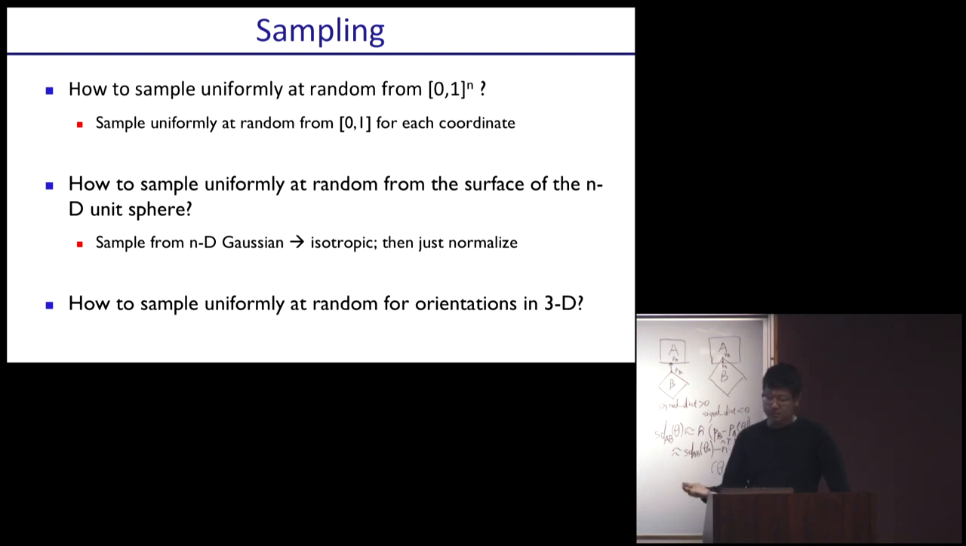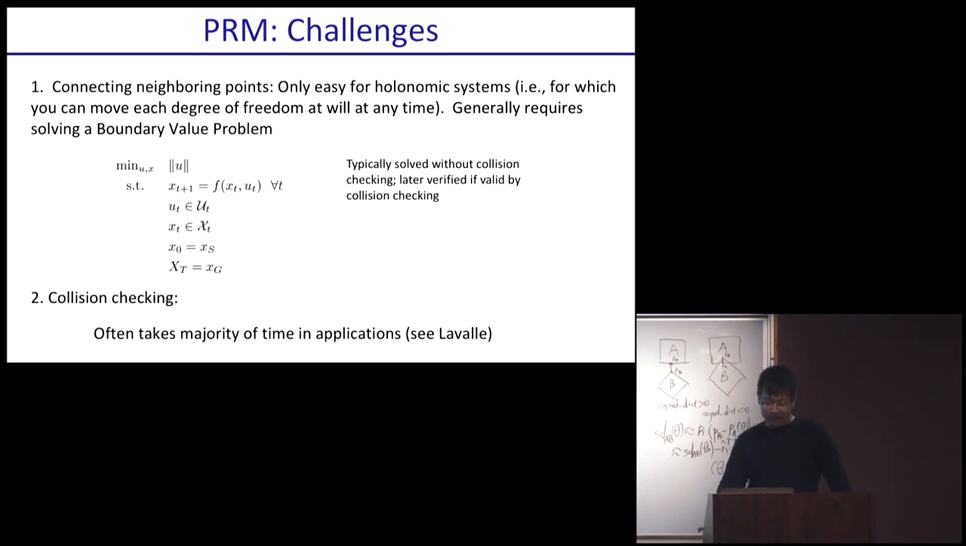So there is another question for you to think about after class. How to sample uniformly at random for orientations in 3D? Yeah. PRM challenges.